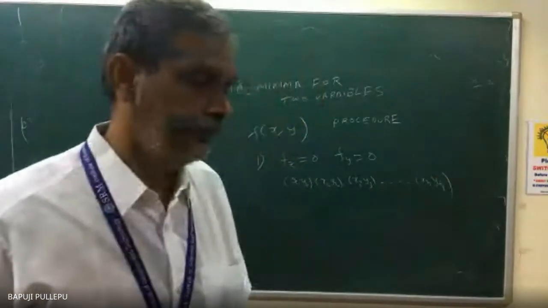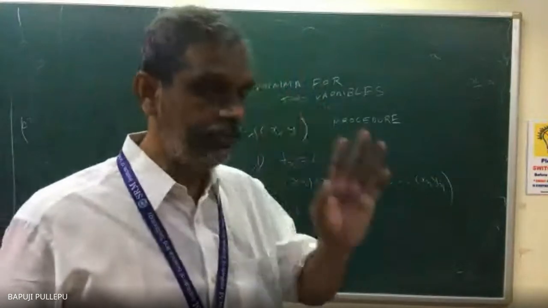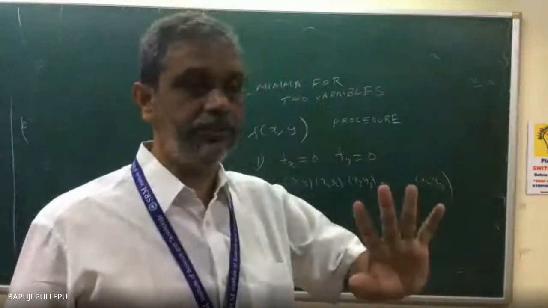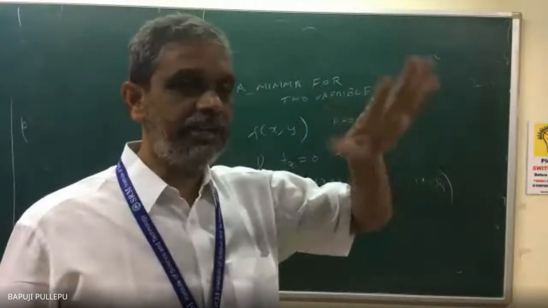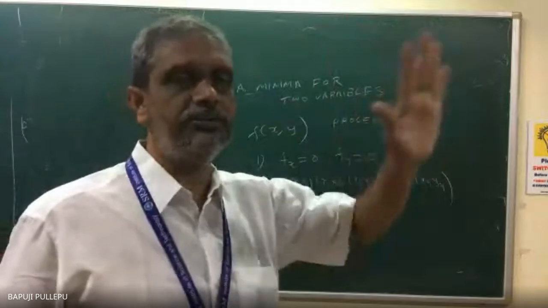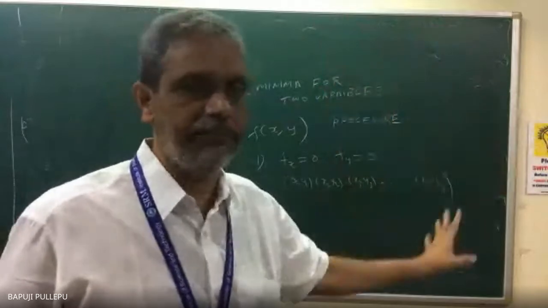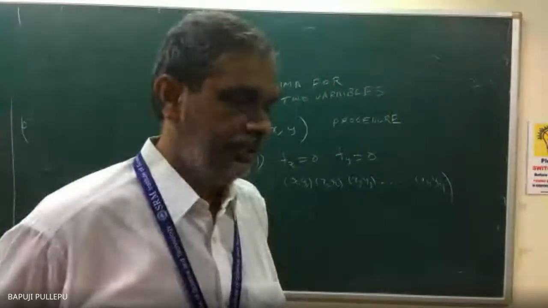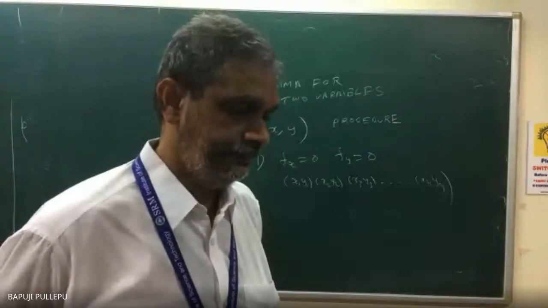Clear? They will give one function. First you set f_x equal to 0 and f_y equal to 0, and solve these two equations together. You will get a bunch of points (x1, y1), (x2, y2), (x3, y3). Those are the points available. Any problem up to here? No, sir.